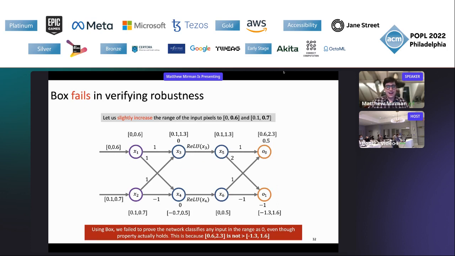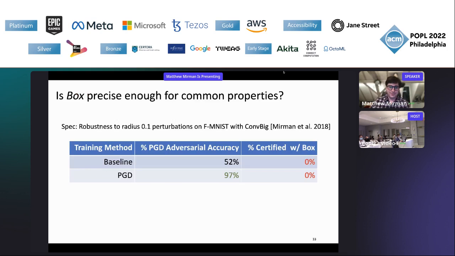And then using box, if we imagine this is the output that we actually have, we would have failed to prove that the network classifies the inputs correctly for any input there, because output 1 has a maximum value of 1.6 and output 0 has a minimum value of 0.6, so they overlap.